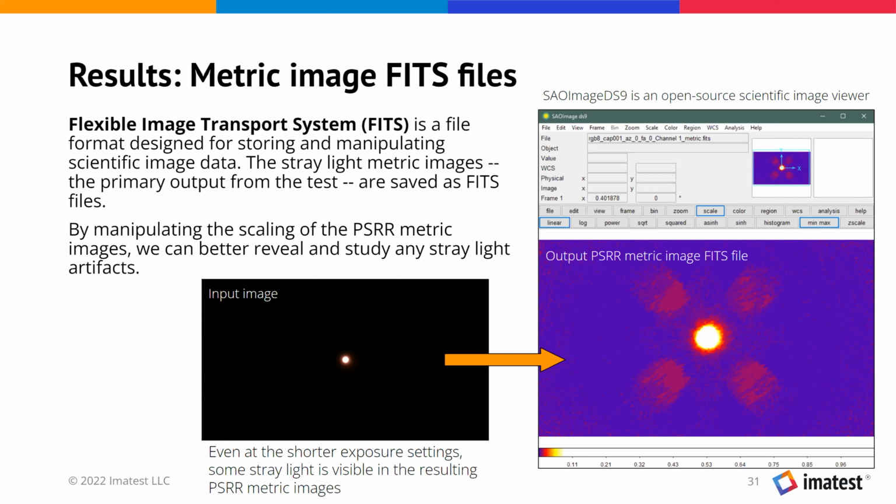In this case, on the left, we have an input image that really shows very little stray light to the eye. But if you load the output metric image FITS file into a program like this, you can manipulate the scaling to be logarithmic or different color mappings. And you can really go into some hardcore analysis on your data if you're utilizing these FITS files. You can also read them in programmatically in whatever programming language you like and do supplemental analysis there.